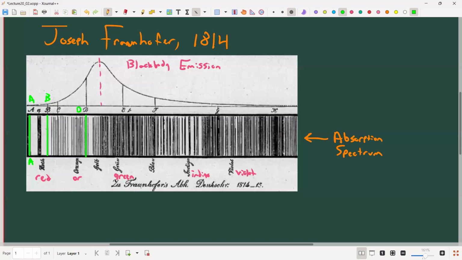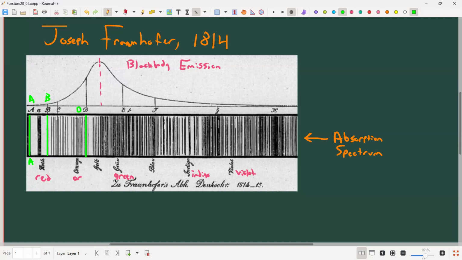And so Fraunhofer doesn't know anything about anything. He just sees this. He's got no concept of what's causing this. Zero concept. He just knows that there's things missing. And he says, okay, well, I'm just going to label them A, B, C, D. Interestingly enough, in common parlance in science, we continue to use Fraunhofer's notation.